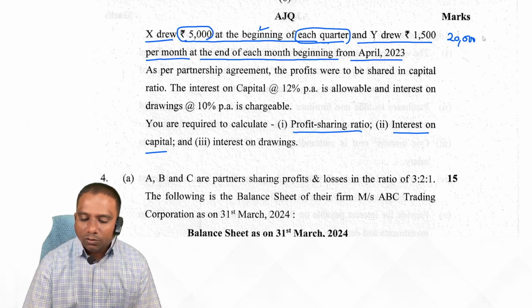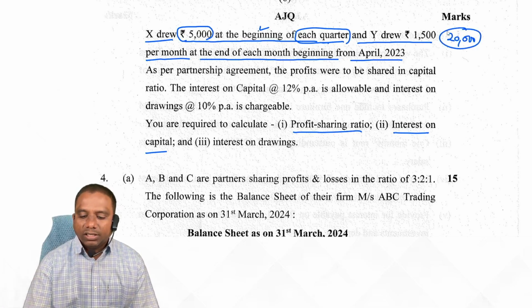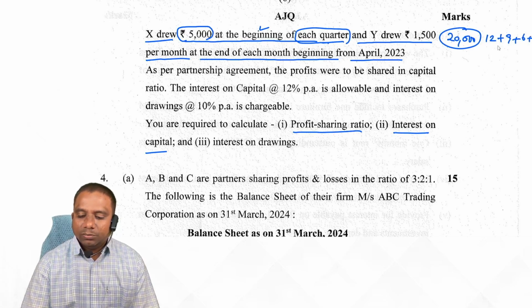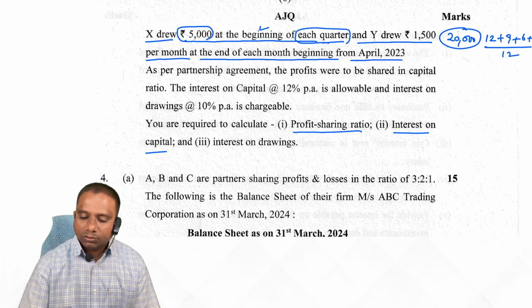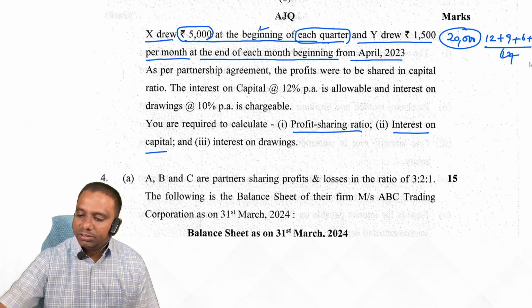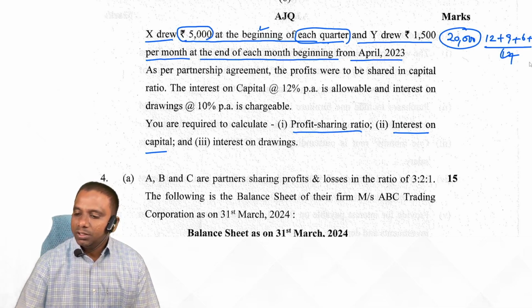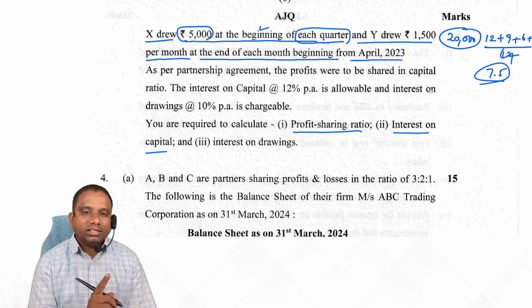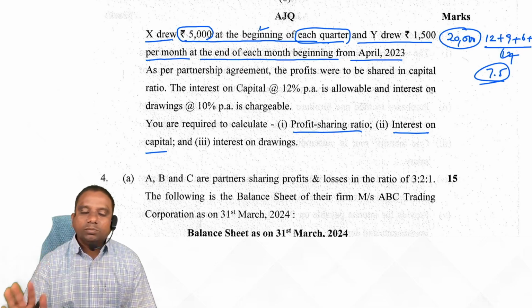So how can we calculate? First 5,000 is outstanding for 12 months. Second, 9 months. Third withdrawal, 6 months. Next withdrawal, 3 months. So divided by, sorry, 4. 12 plus 9 plus 6 plus 3 divided by 4. So on an average, if you calculate interest for 7.5 months, then our calculation becomes easy.